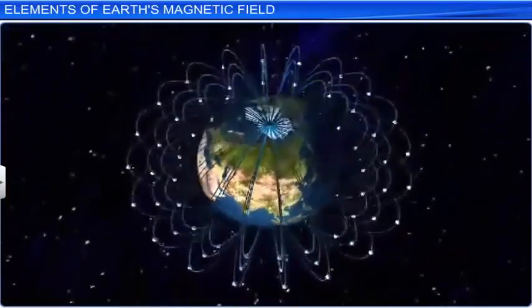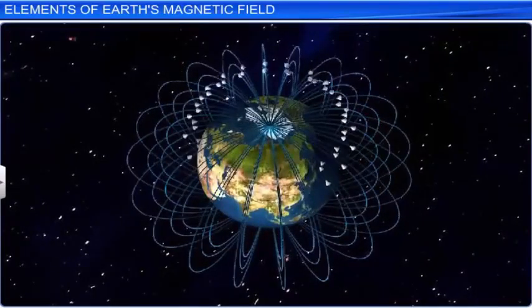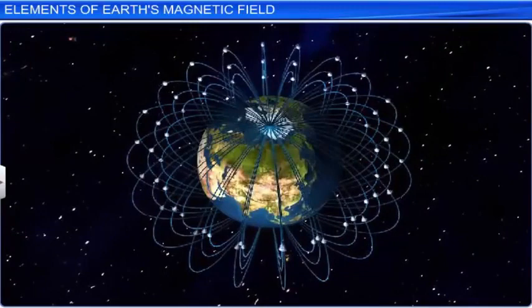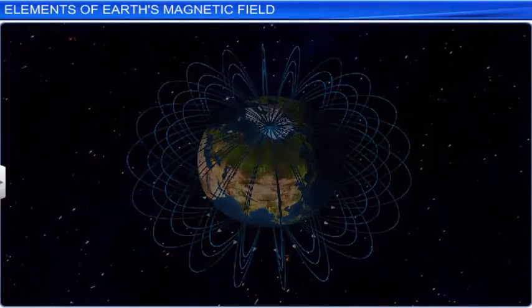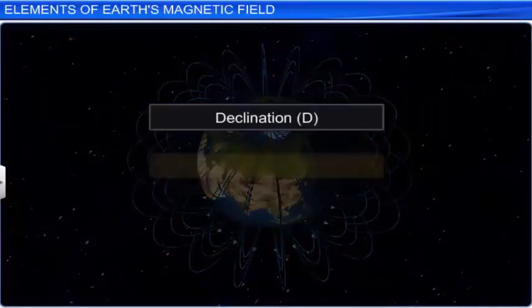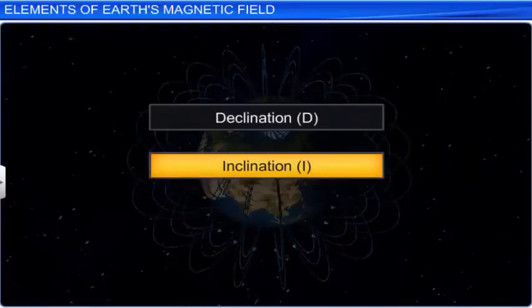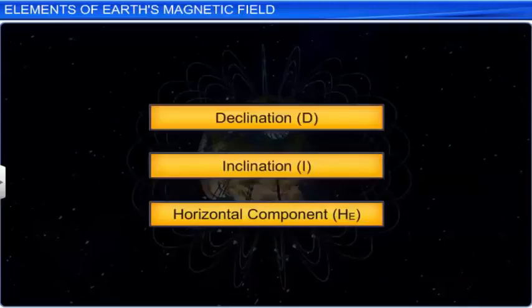To completely describe the magnetic field at any point on the surface of the Earth, we have to specify its three elements at that point, namely declination, D, angle of dip or inclination, I, and horizontal component of the Earth's magnetic field, HE. Let us study these three elements in detail, one by one.